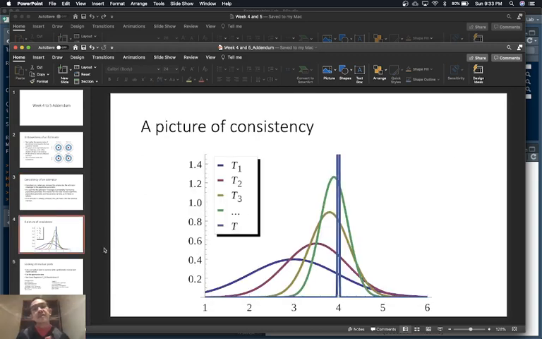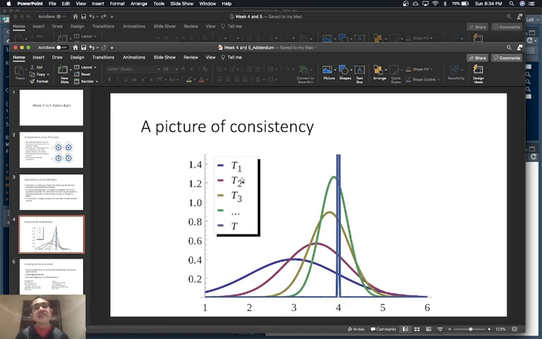So this is an example coming from Wikipedia of consistency. You've got these estimators here, 1, 2, and 3. These are sample sizes. So given a small sample size, here's your distribution of the estimates. The true population value is 4, and it seems that if your sample size is low, you're quite far from 4.